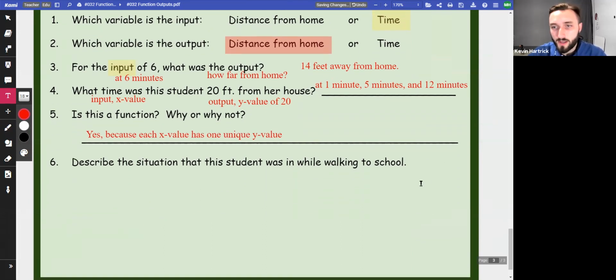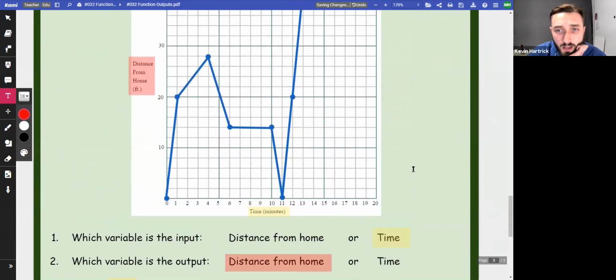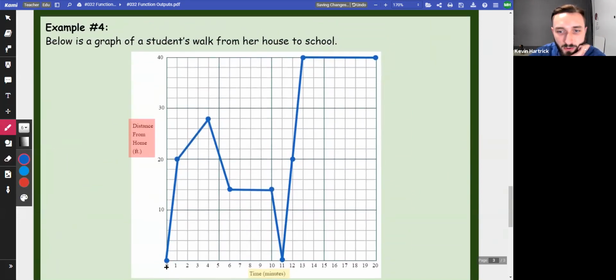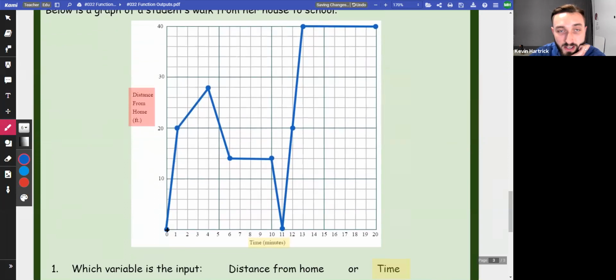So describe the situation the student is doing while walking to school. Interpreting graphs is important to know. So let's just follow along this graph and see what this girl is doing. She starts at home, right? That's 0. 0 means she's at home. She starts walking away from home, and she's walking until she gets about 1 minute in. She's 20 feet away from her house.